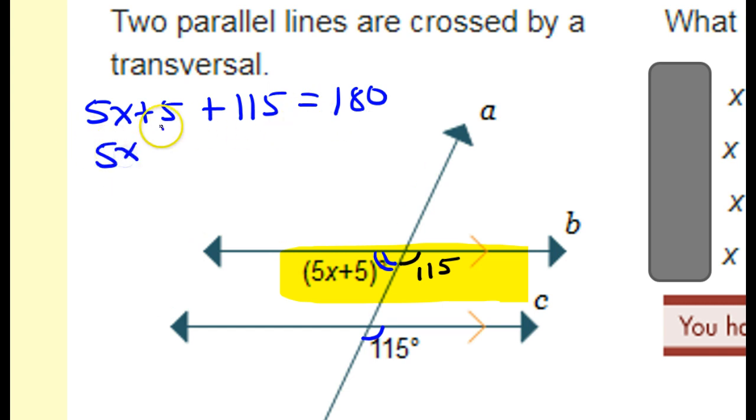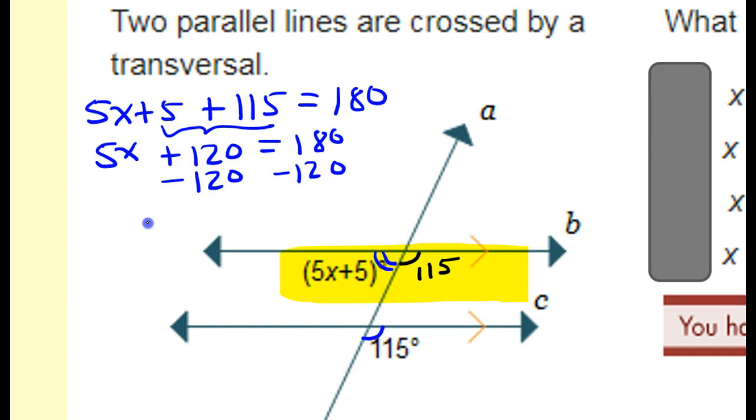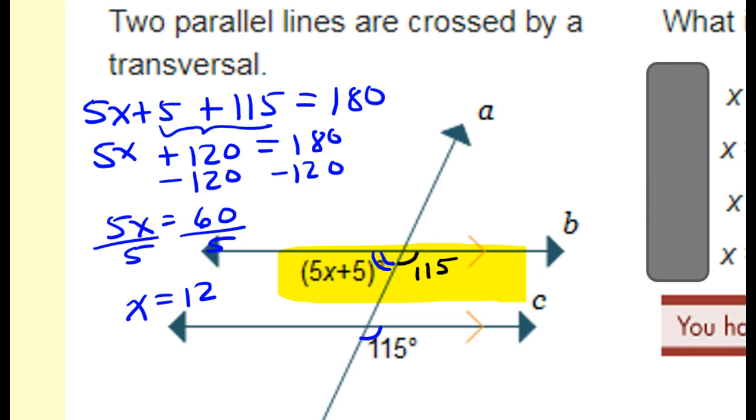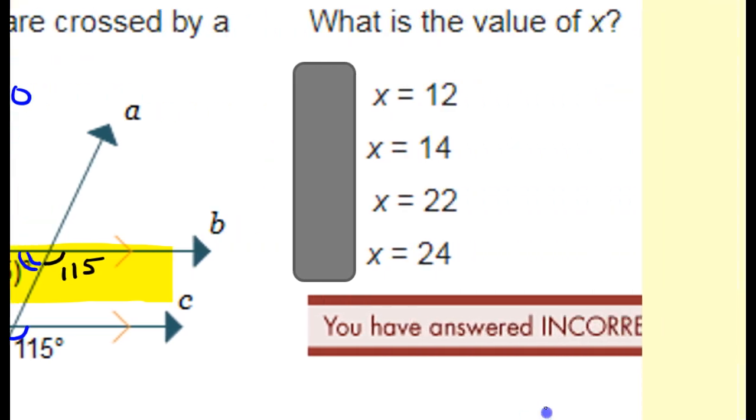So I'll keep the 5x, combine my like terms. That's 120. Okay, subtract 120. So that's going to give us that 5x is equal to 60. And then divide both sides by 5. And that's going to give us x equals 12. So we were supposed to find the value of x. So this should be it right here.